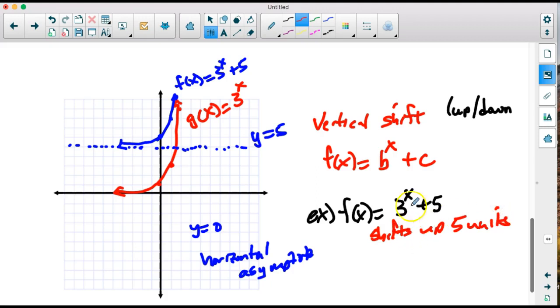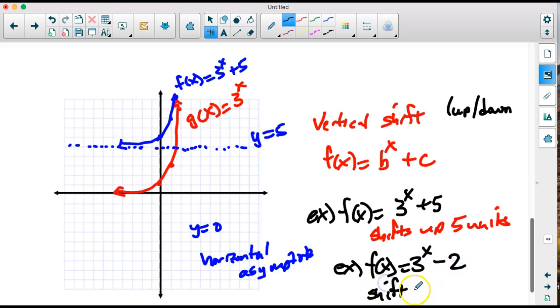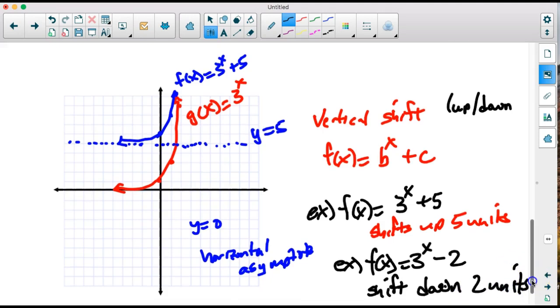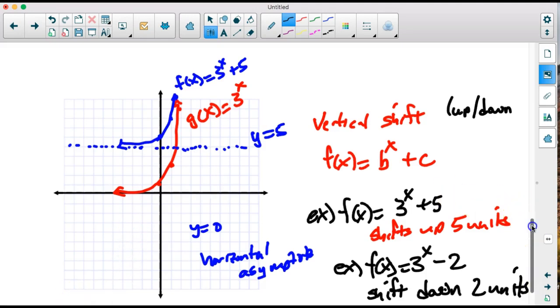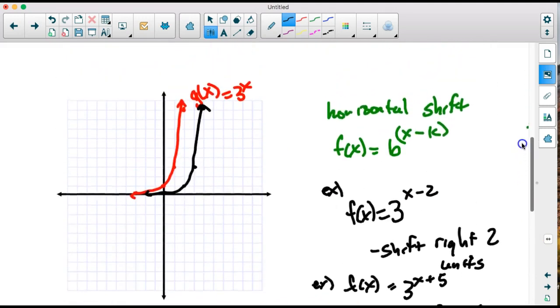And to shift it down, we would put a negative there. So if we gave you an example of f of x equals 3 to the x minus 2, that would shift the y values down 2 units. We just shift the y values, not the x values. All right, so this changes the horizontal asymptote. Okay, these up here do not change the horizontal asymptote.